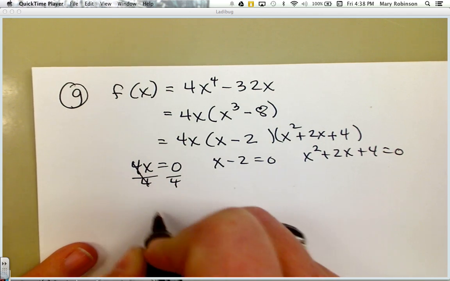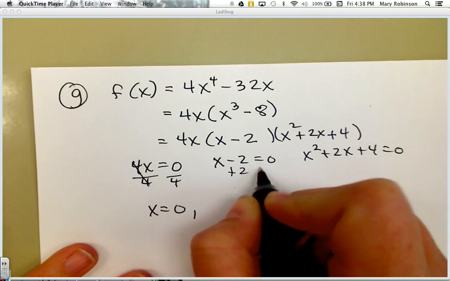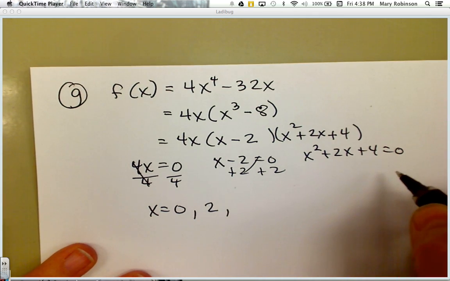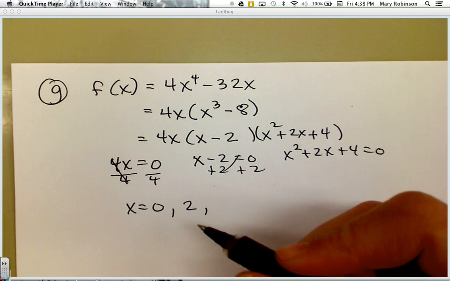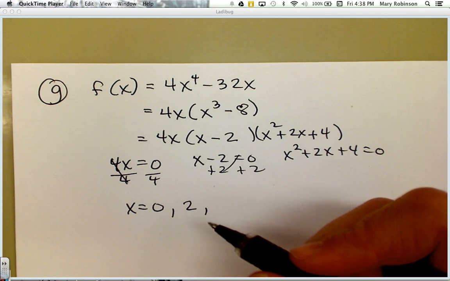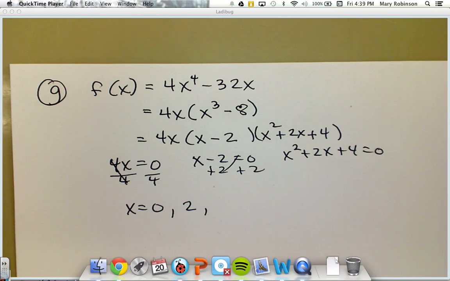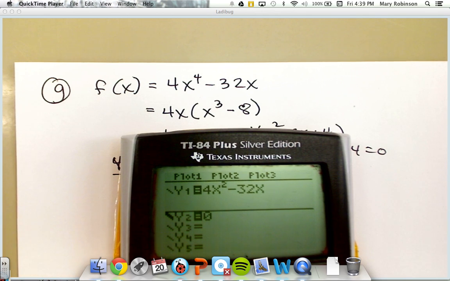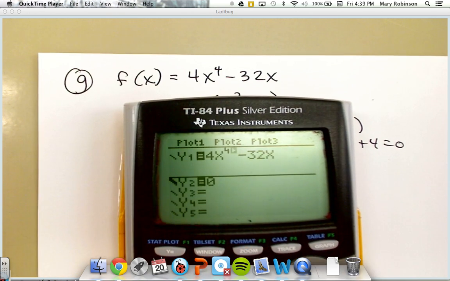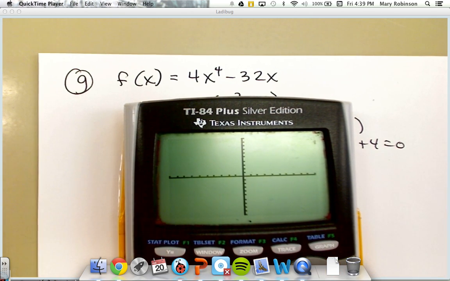So this one here, we're going to get 0, 2, and we've got a quadratic. Now, we already saw that it crossed the graph at 0, and let's see. Oh, I apologize. I was just thinking it didn't cross at 2 earlier. I mistakenly put squared instead of the 4th power, so that should be 4x to the 4th minus 32x. So it crosses here at 0 and at 2.